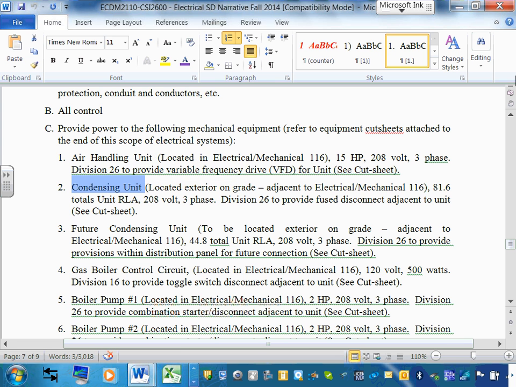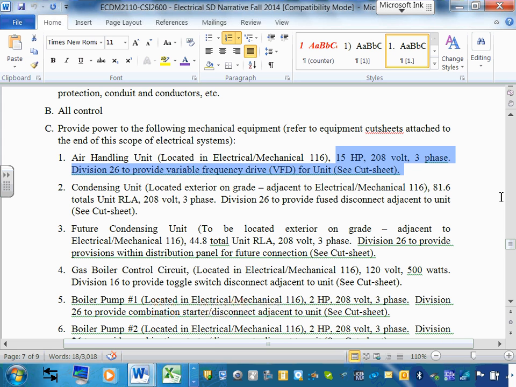And look at the AC. Look at, first of all, the air handling unit. They're giving you a 15 horsepower, guys, 28120, and VFD driven, and Division 26 to provide VFD to it. Division 26 is us. So here's the information about the mechanical equipment, guys. This is driven by the mechanical engineers. You will get this information from the mechanical engineers. Our job is to power them.